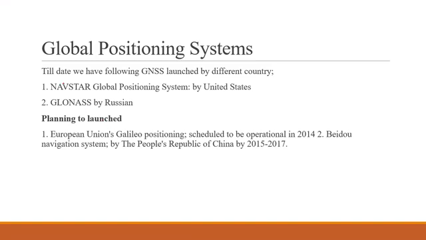Till date we have the following global navigation satellite systems launched by different countries: the Navstar Global Positioning System, launched by the United States, and GLONASS by Russia. There is also an Indian satellite navigation system, a European system, Galileo, and a Chinese system, the Beidou navigation system, which will be launched in 2017.